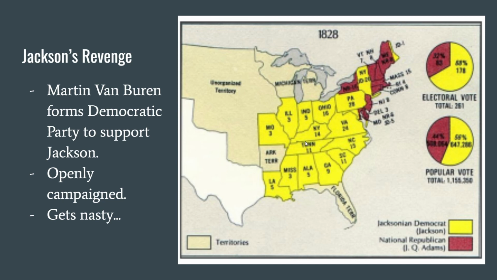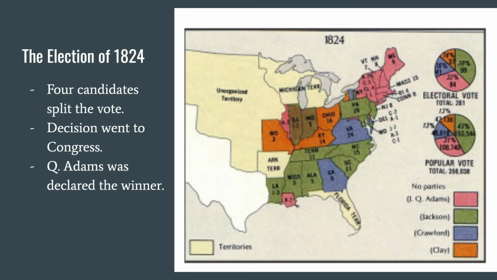And Jackson gets his revenge in 1828. So this is when we actually get political parties. This other Democratic Republican, Martin Van Buren, who later becomes president, actually forms an official political party to support Jackson to get him to be president, because they don't want this to happen again.